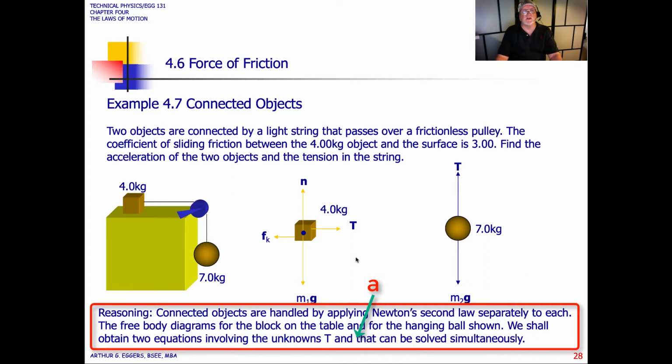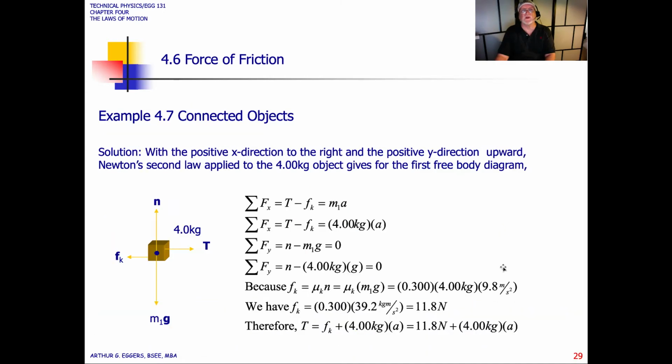Okay, so we've got our free body diagram for the box. We've got the normal, the weight, the tension, and the friction. And for the free hanging ball, we've got the tension and the weight bearing down. So to look at this, we start taking it apart. Let's start with the box on the table.